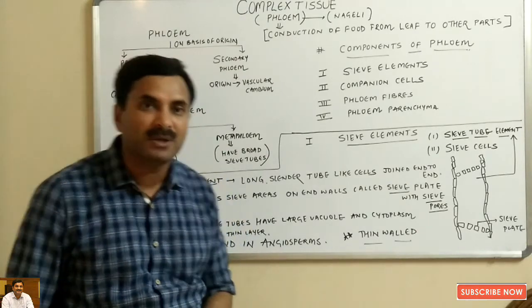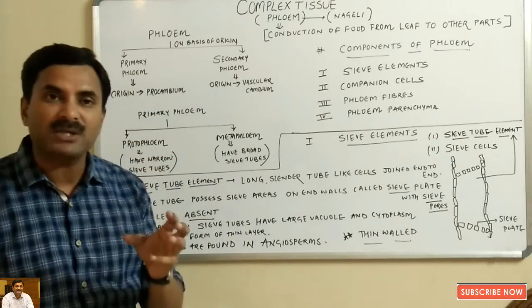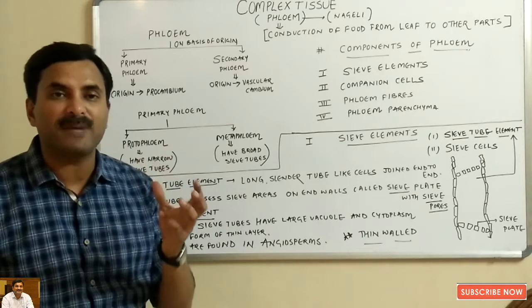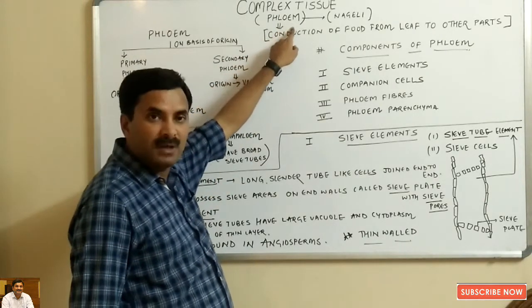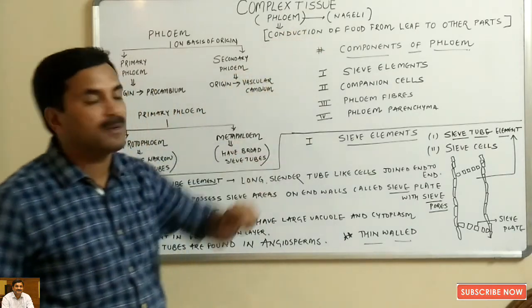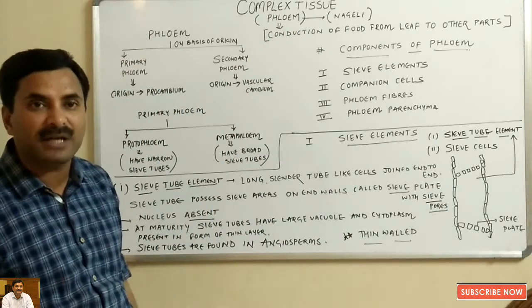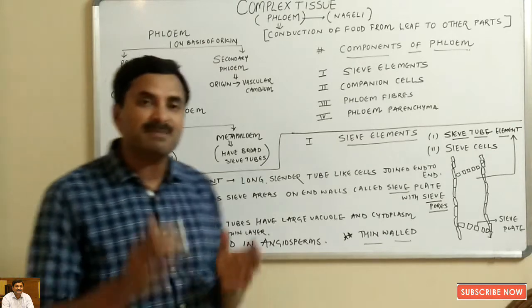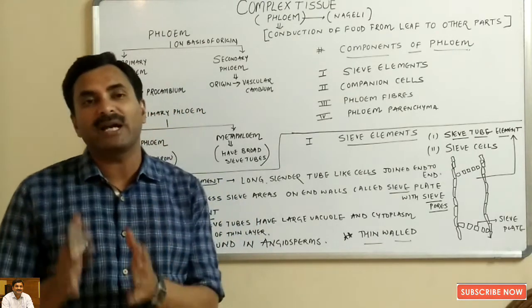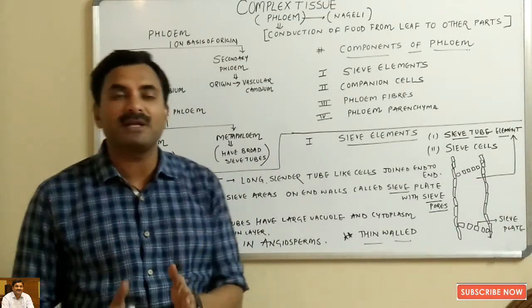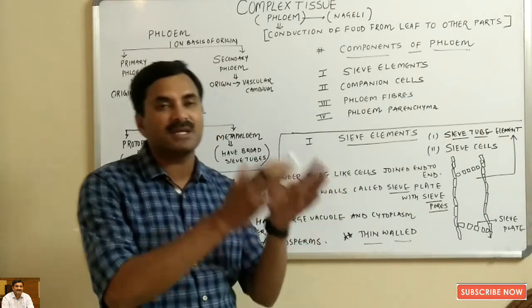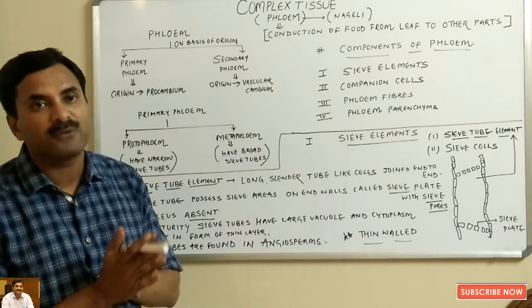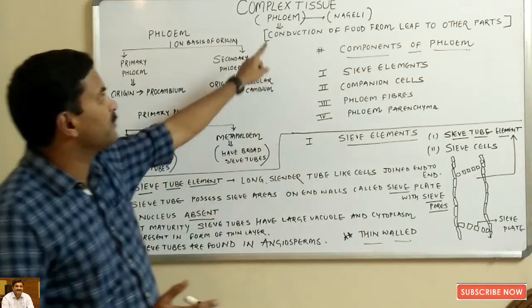Today we are going to discuss a topic related to plant anatomy, and that is known as the complex tissue. We know very well that complex tissue is of two types, xylem and phloem. Today we are going to discuss the phloem. This word phloem was first given by a scientist known as Nageli, and the phloem is basically concerned with the conduction of food. As we know very well, the leaves prepare the food, and the food from the leaves is conducted to the various parts of the plant because of the phloem.